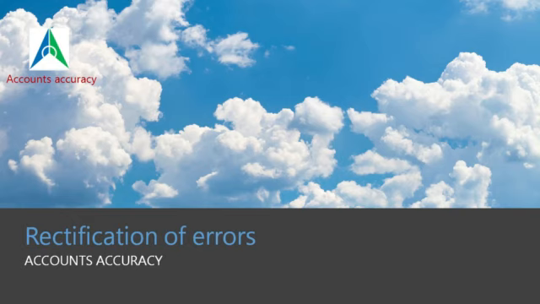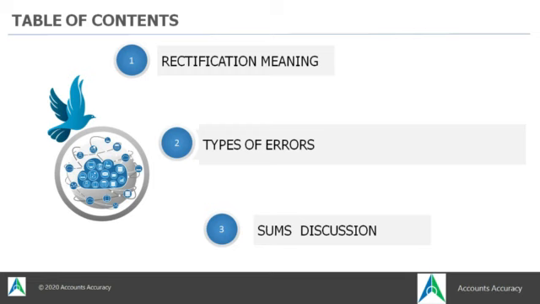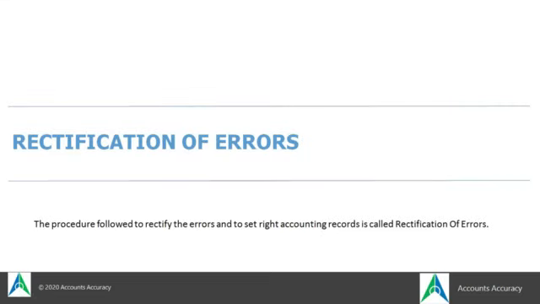Here we are going to study rectification of errors, that is, the meaning and types of errors, and we will do some sums discussion. Now let's see what rectification of error is. The procedure followed to rectify the errors and to set the right accounting record is called rectification of errors.